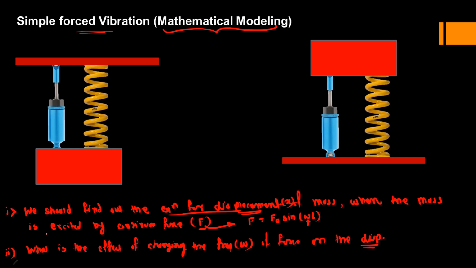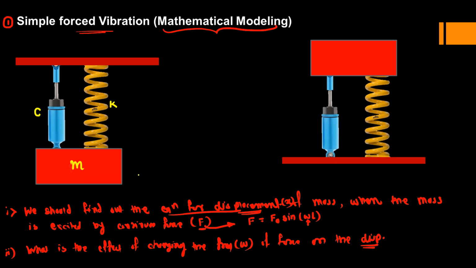Okay. So for these two reasons, we will find out the mathematical equation for the forced vibration. So the first case that we will discuss is a simple forced vibration. Okay. So here I have shown one schematic diagram. So this is the mass M. It is connected with the help of a spring and damper. So this spring has the stiffness K, and the damper has the constant C.